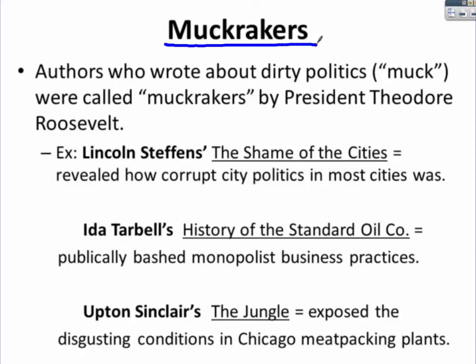Some examples. Lincoln Steffens writes a book, The Shame of the Cities, and it reveals how corrupt city politics is in most cities. So people like Boss Tweed, who had firm control of New York City politics. Ida Tarbell's History of the Standard Oil Company, which publicly bashes monopolist business practices and focuses particularly on John D. Rockefeller's Standard Oil Company. And then Upton Sinclair, perhaps the most famous example, writes The Jungle.